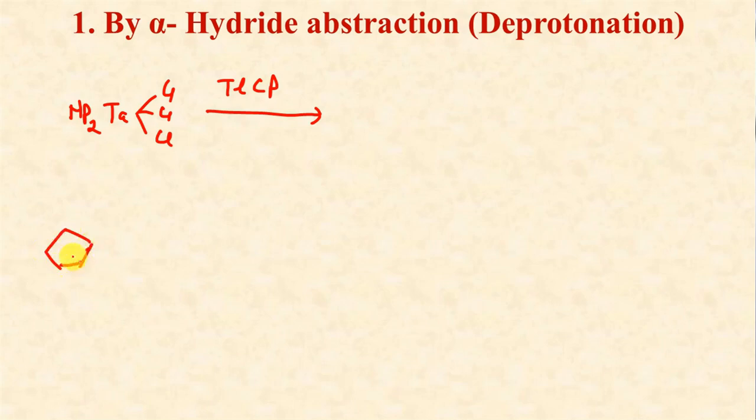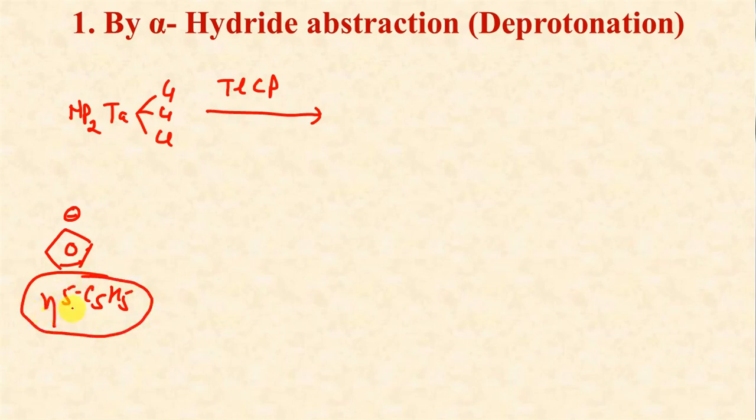Cyclopentadienyl anion is this one. It is negatively charged, so it is eta 5 C5H5 ligand. Eta 5 because hapticity is 5, electron density is resonating over 5 carbon atoms. So one of the Cl is lost as TlCl.